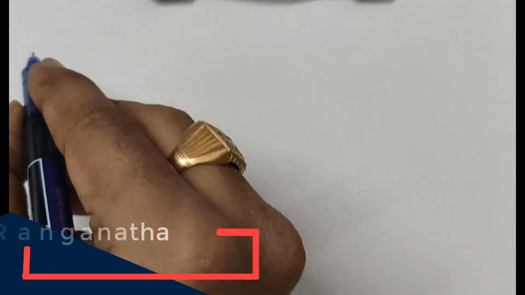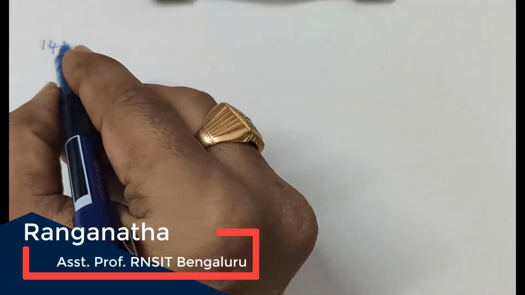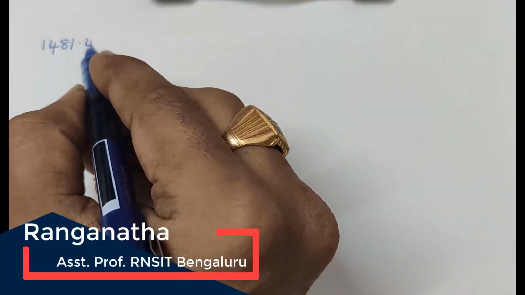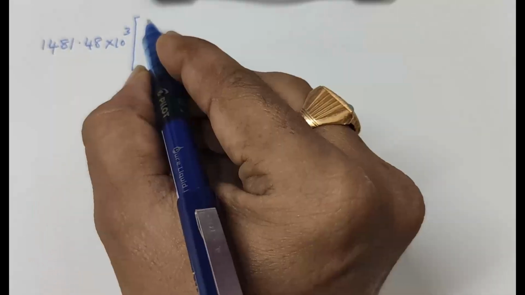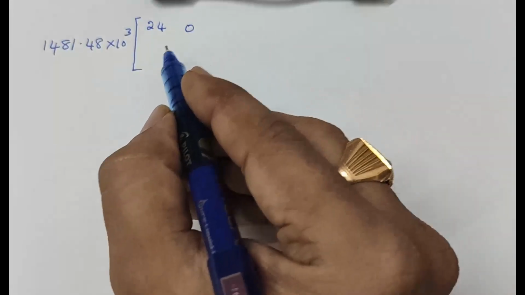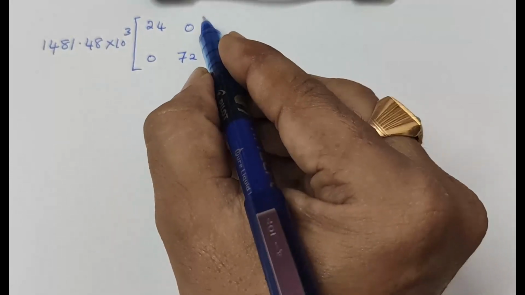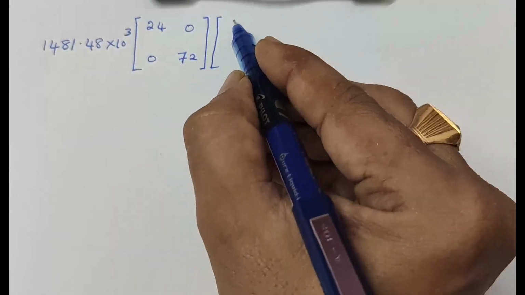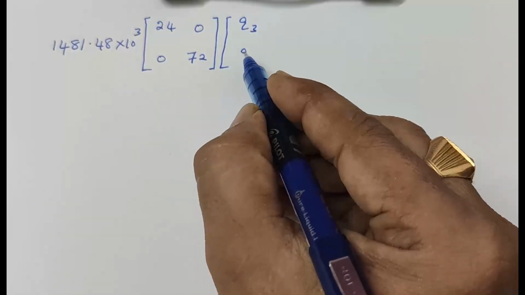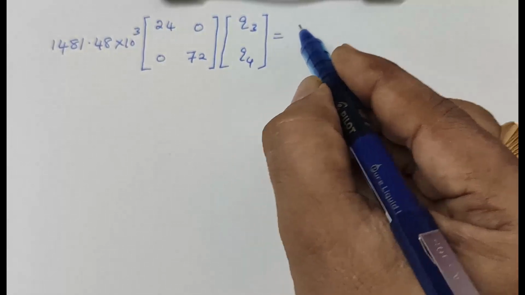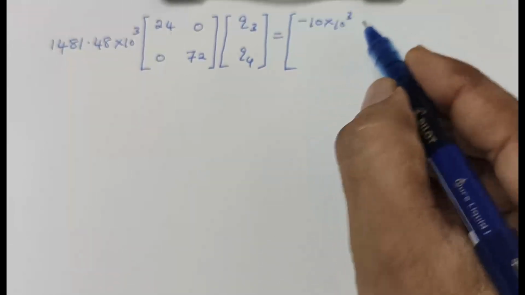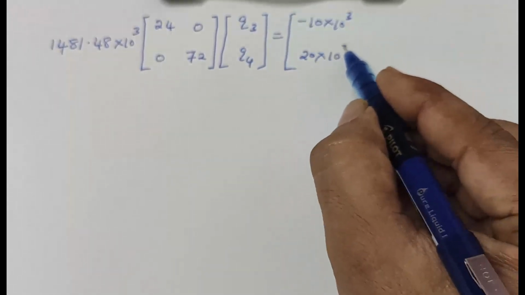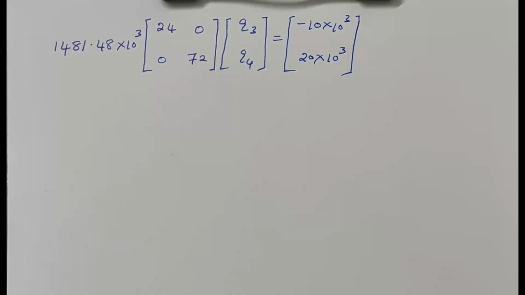So equilibrium equation reduces to 1481.48 into 10 power 3 times the matrix 24, 0, 0, 72, into Q3, Q4 is equal to minus 10 into 10 power 3, 20 into 10 power 3. This is the equilibrium equation after applying the boundary condition.